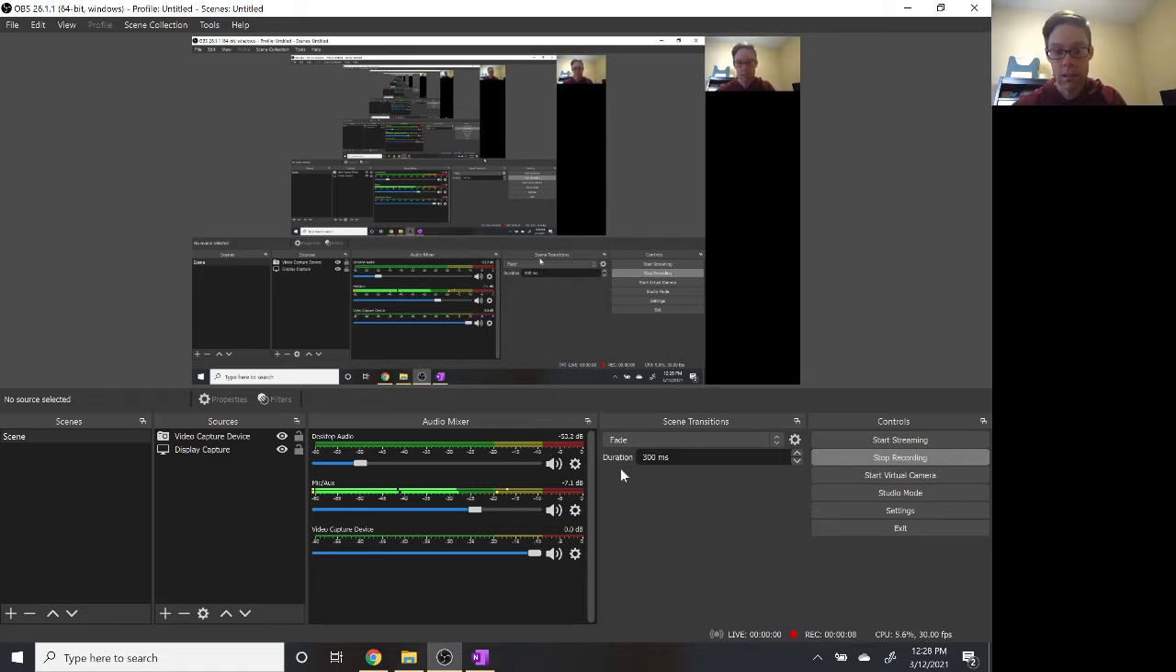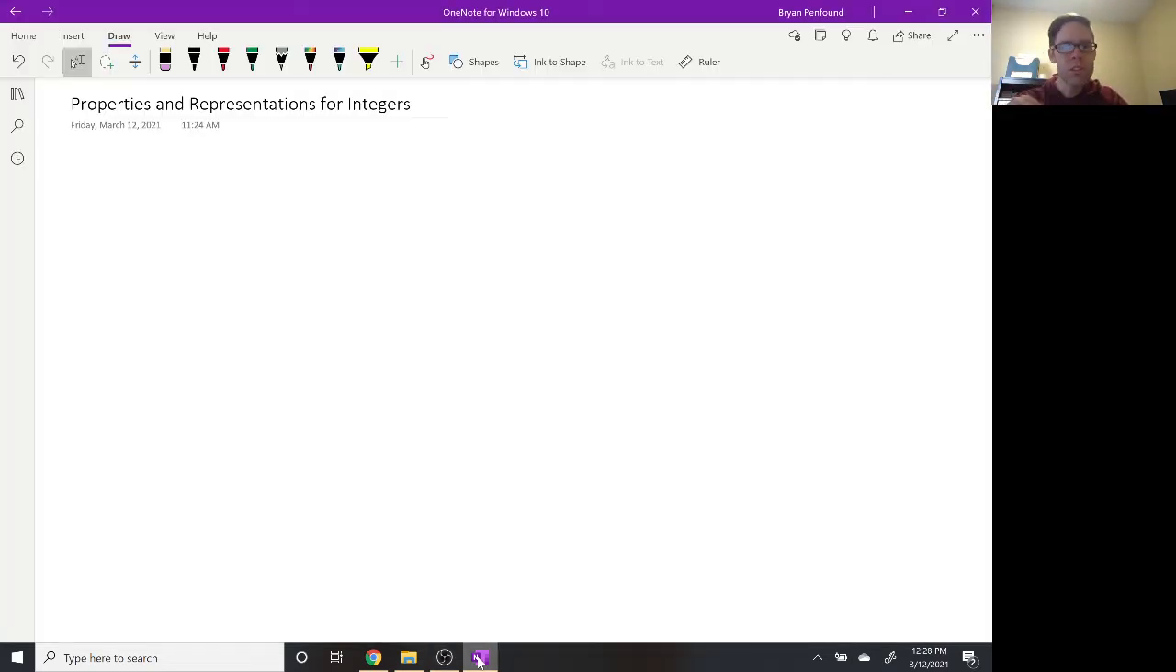We're going to talk a little bit today, just kind of introduce integers and take a look at some of the preliminary properties and representations that might be helpful as we start to talk a little bit further about some of the main operations with regards to integers. So let's just refresh our memory on what the set of integers looks like.